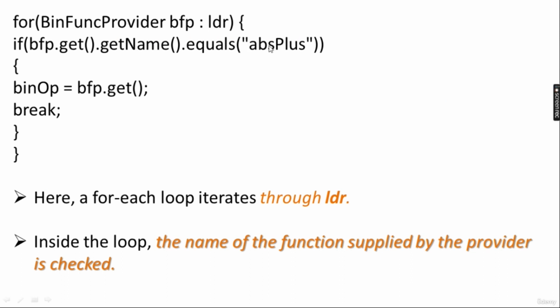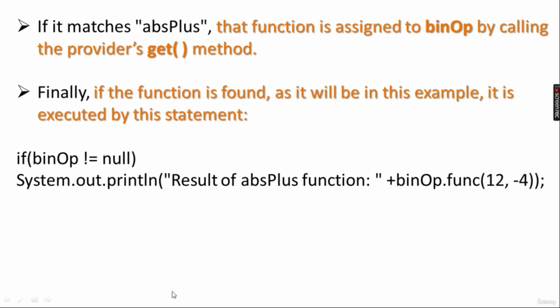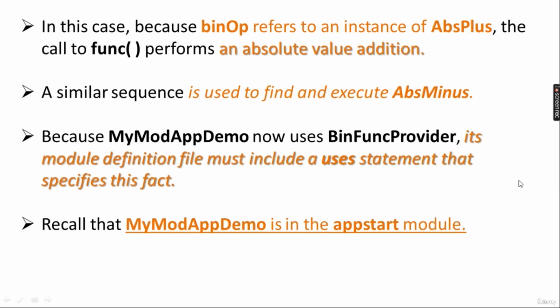So if it equals absolute plus, BFP.get, break. Here the for each style for loop iterates through LDR. Inside the loop, the name of the function supplied by the provider is checked. If it is absolute plus, it is assigned to binary OP by calling the provider's get method. If the function is found, it is executed. The result of absolute plus, if it is not null, is absolute of 12 plus absolute of minus 4. Because binary OP refers to an instance of absolute plus, or the object of absolute plus, the call to function performs absolute value addition. A similar sequence is used to find and execute absolute minus.